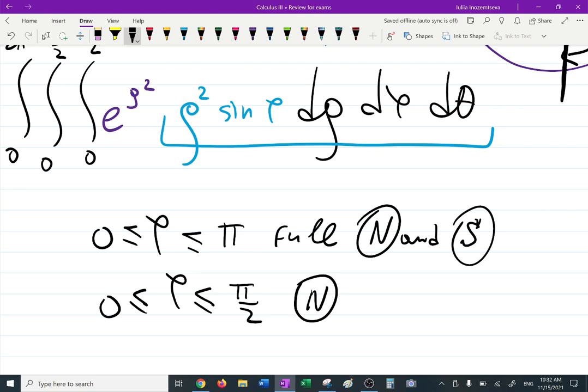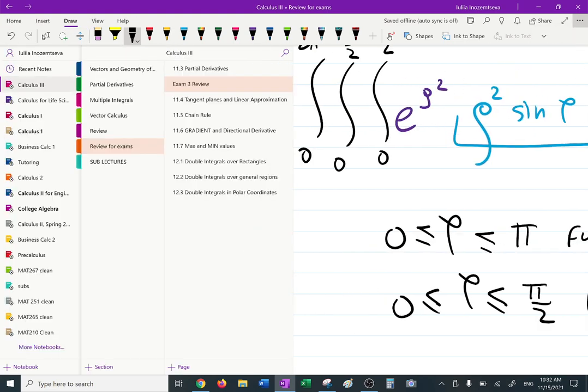Okay, I think that's good enough. Let's move on to line integrals, because that takes most of the exam. Line integrals are everywhere. So let's do that.